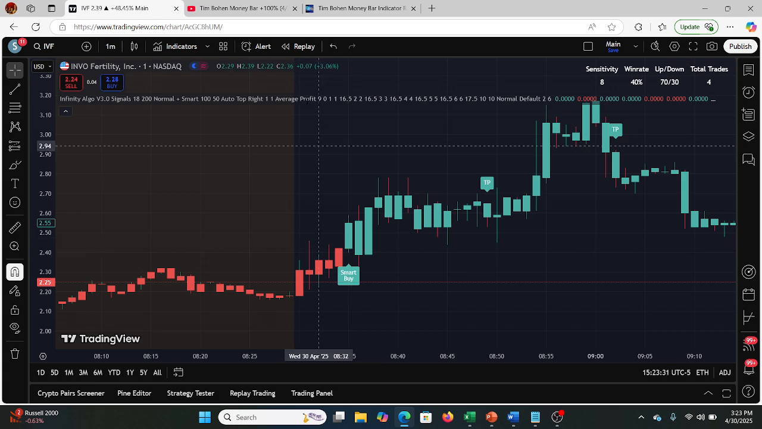Then this would indicate a buy. And I think perhaps the commenter maybe used this in order to get into this trade, and it worked really well. So really fantastic trade. Not quite the 100% that we saw yesterday, and I think 300% the day before, but it's just showing the power of carefully looking at Tim Bowen's money bar indicator.